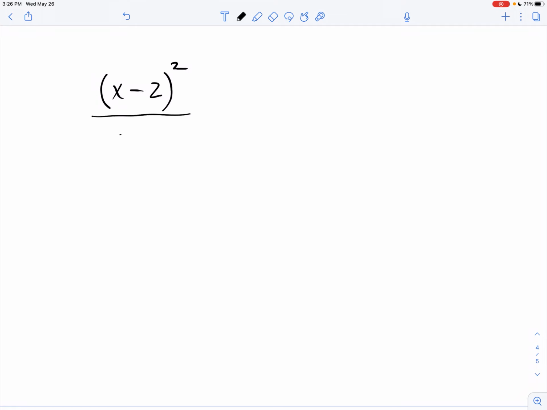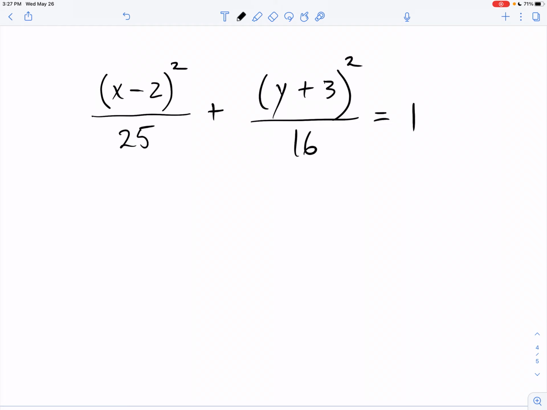I'm going to put a 25 under here, and then I'm going to say something like this. Y, how about plus 3 squared? And I'll put the number 16 under here, and I'll say equals 1. This is an ellipse. If these two numbers were the same, it would be a circle. But they're not the same, so this guy's going to be an ellipse.